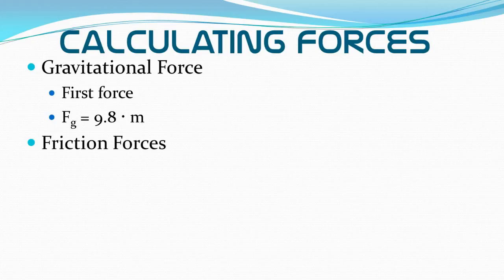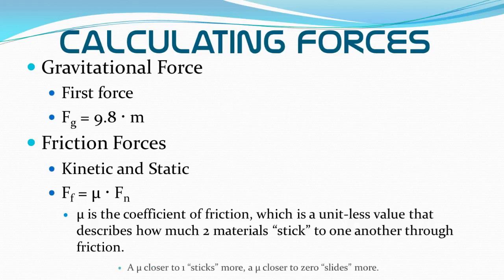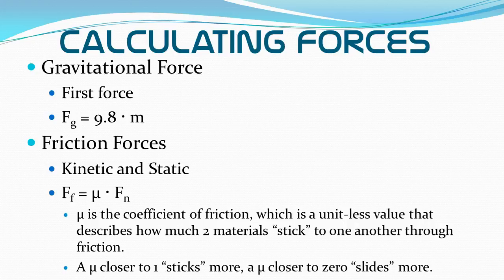If I'm trying to calculate friction forces, it doesn't matter whether they're kinetic or static, if I know the normal force, I just have to multiply it by mu. That's that fancy looking m. Mu is the coefficient of friction. It's a unitless value that describes how much two materials stick to one another through friction. A mu closer to 1 sticks more. A mu closer to 0 slides more. Ice is closer to 0 on the mu or coefficient of friction scale.